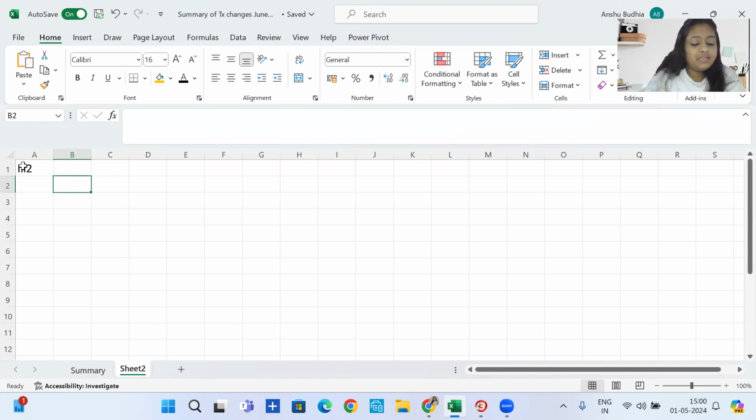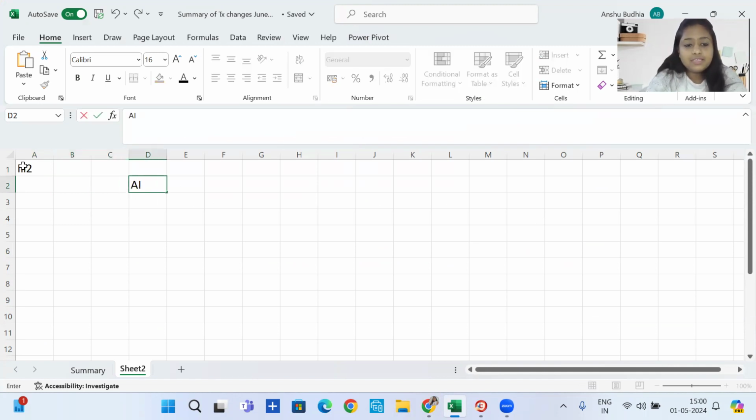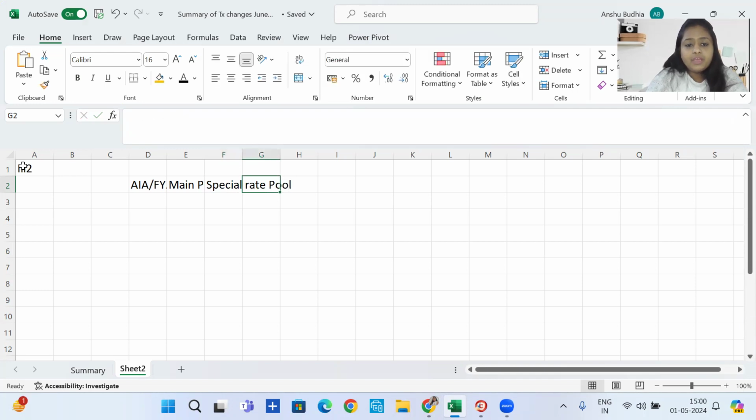Okay, so first we will make the columns that we need. First column is always AIA, FIA column. Then we have main pool. Then we have special rate pool. And then we have allowances.